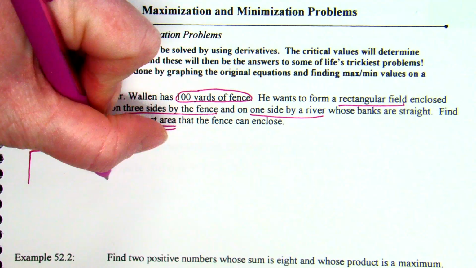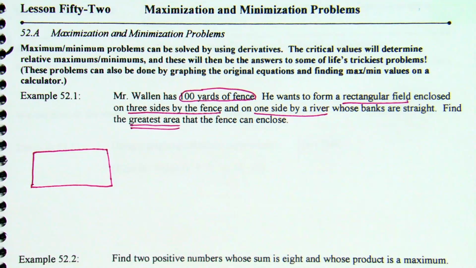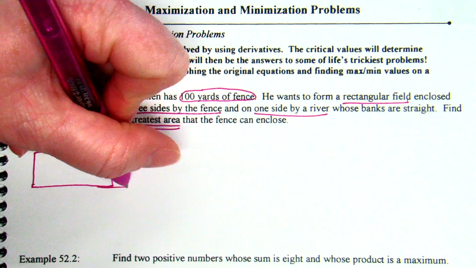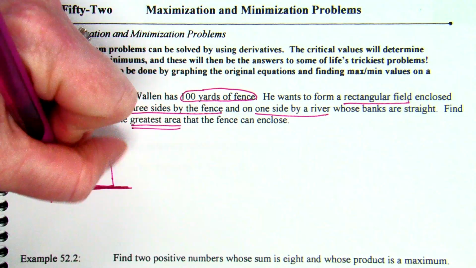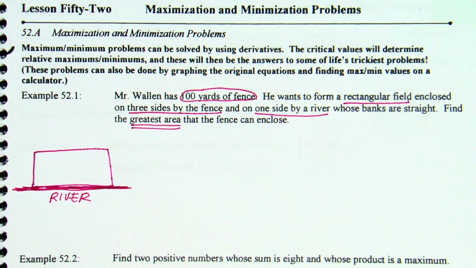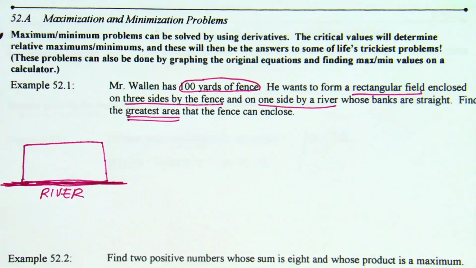Here's my rectangle for my rectangular field. It specifically says on 1 side by a river. So I'm going to make this bottom side a little thicker there and longer, and note that side is a river. So that side is not fenced. It is surrounded by the river. So whatever he's enclosing in this fence is not going to cross the river. Or the river's too big. I don't know. Okay.